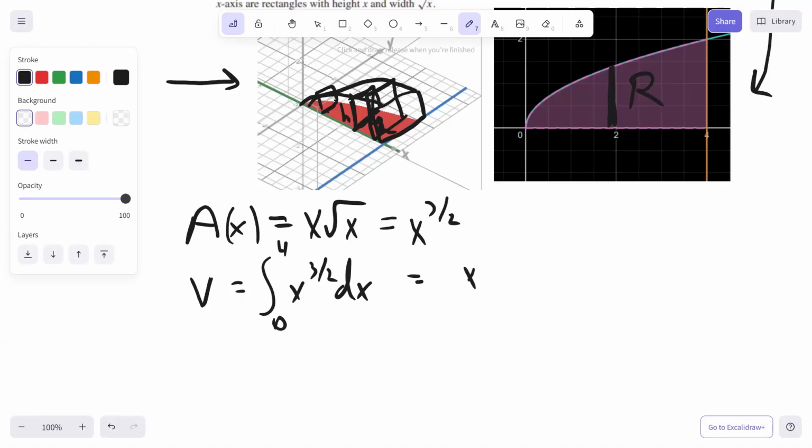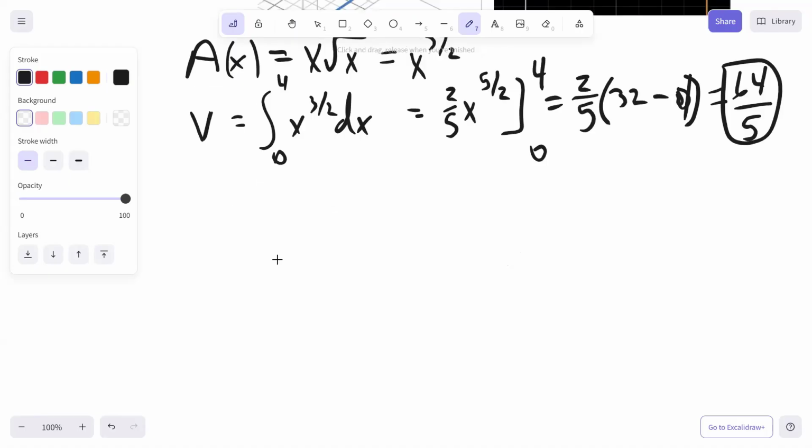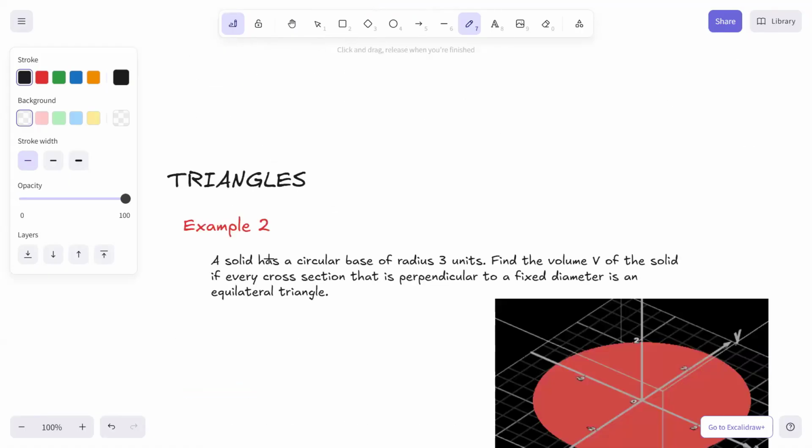So we would have x to the 5/2 times 2/5 evaluated from 0 to 4. If you plug in 4, 4 to the 5/2 power is like square root 4, which is 2. 2 to the 5th power is 32. And then plugging in 0, you would get 0. And so this is going to be 64 over 5 cubic units. Let's go ahead and move on to another example.